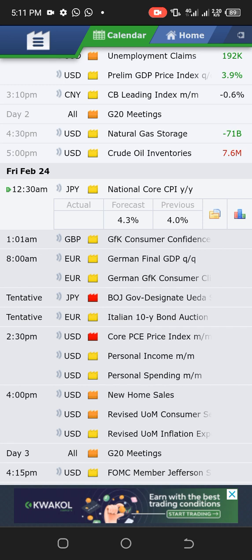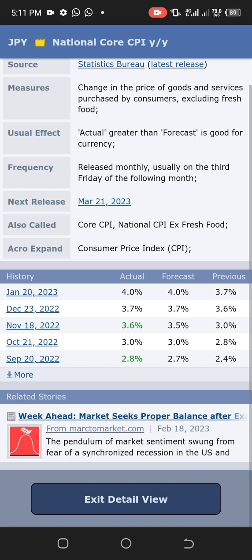Now depending on the type of trader you are, that's where the effect of the actual versus the forecast comes in. If you're a day trader or a short-term trader, what you'll be considering is the actual versus the forecasted data, not the previous data. When I open the detail, they say usual effect. Usual effect is how you trade it, and it says actual greater than forecast is good for currency. That was what is written here.